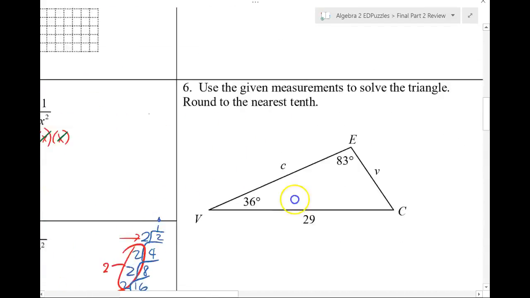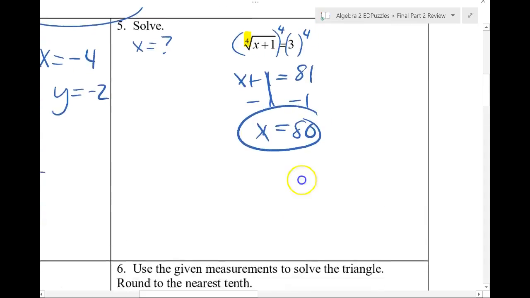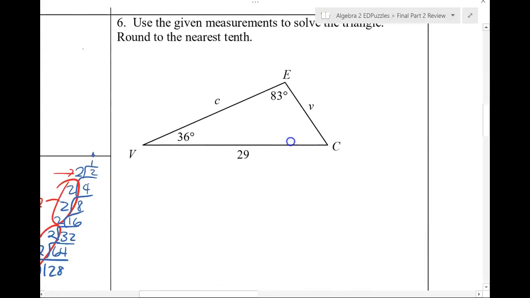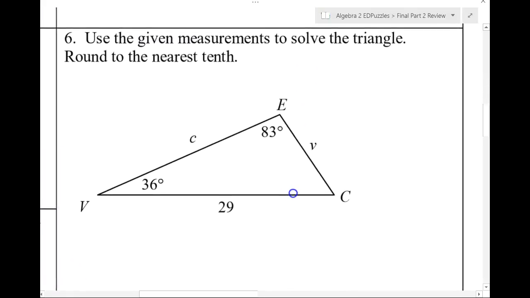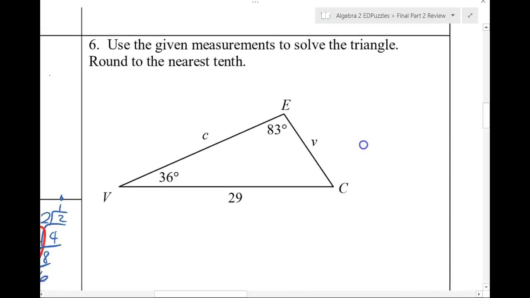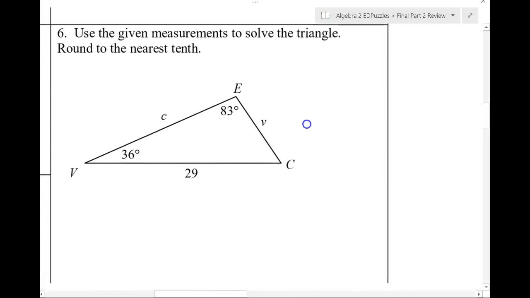Okay, let's go back up to number 5. I already did that one. So let's go down to number 6. Kind of skipped ahead and did number 5 earlier. Okay, use the given measurements to solve this triangle. Okay, this is where, when you solve the triangle, you had to use law of sines, law of cosines, and that sort of thing.